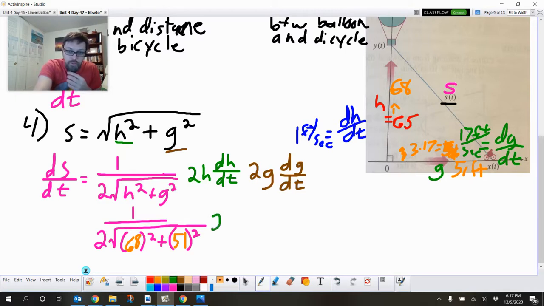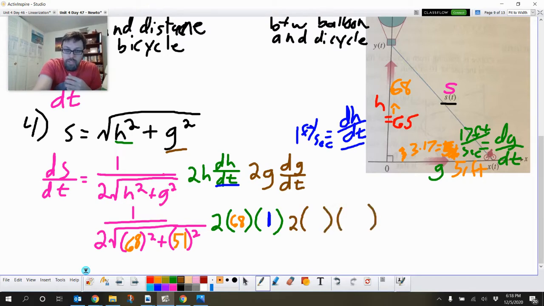Then we get 2, some sort of height, and then dh over dt. The height of our balloon is still 68. And then dh over dt, it is still traveling at that speed of 1. So this thing is that thing. Then we've got 2g dg dt. Our ground distance of our bicycle is still 51. And the speed of the bicycle is maintaining that 17 feet per second.